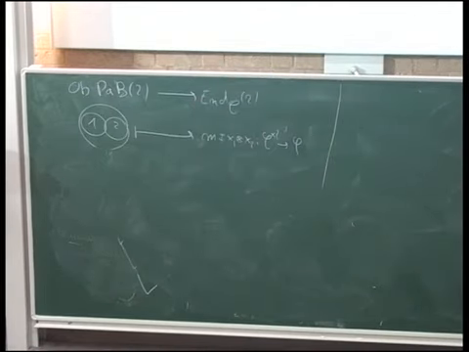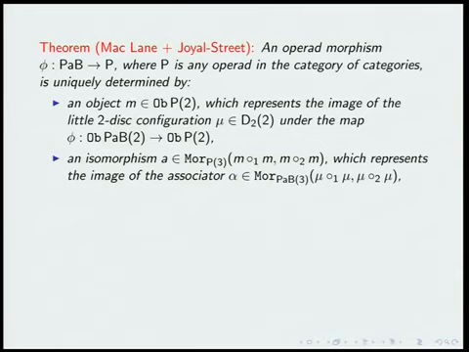You also have to give the image of the associator, alpha. Alpha is an isomorphism in PAB3 from this composite of mu to this one. And this isomorphism has to be mapped to some A. This is alpha.